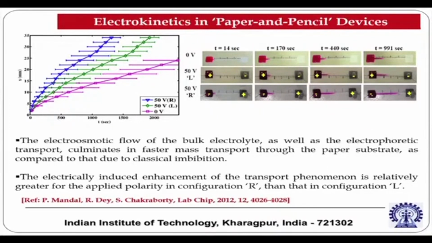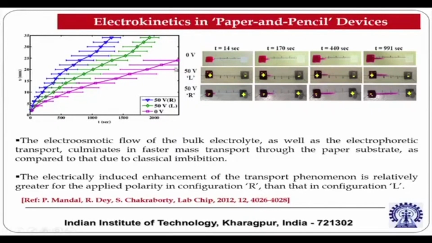Another interesting observation is that with an electric field, in a forward bias direction and then a reverse bias direction, the capillary filling rates are different. But in either case, no matter in whatever direction the electric field is applied, the blood flow rate is faster as compared to that with 0 electric field.